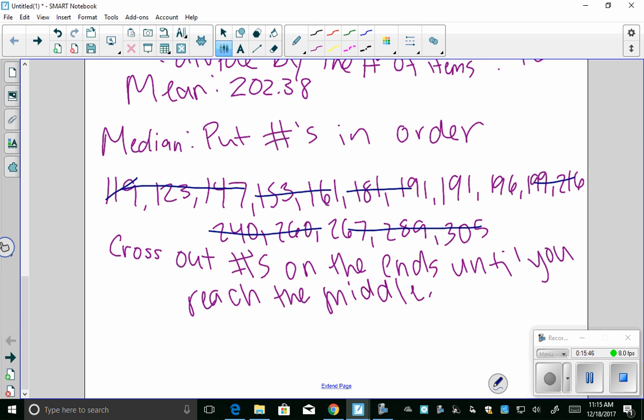I just did it the quick way. Okay. So you said that I get 2 numbers in the middle. When I have 2 numbers in the middle, you add them together.